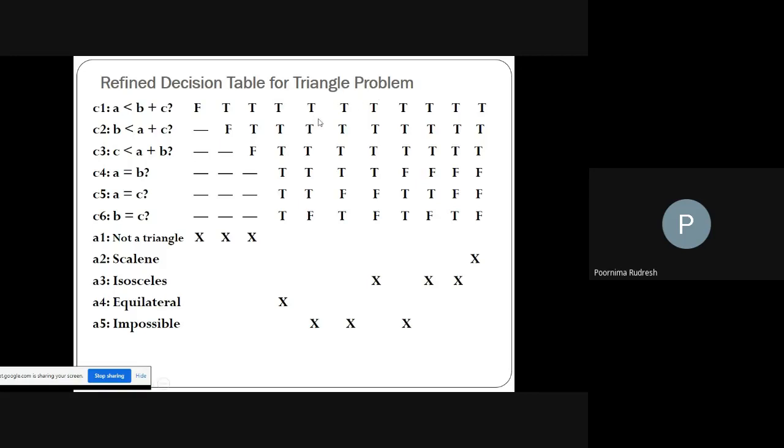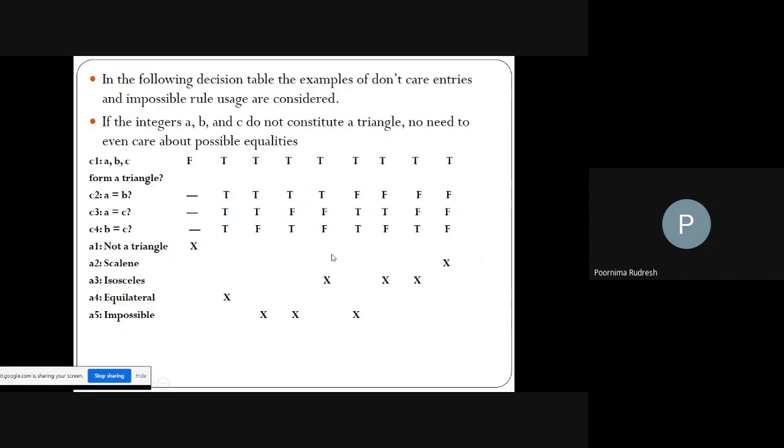The next condition is, the first three conditions are true, and in the remaining three, the first two are true. If A is equal to B, and A is equal to C, then B must be equal to C. If it is false, then that condition will never occur, and hence it is represented as impossible. Same as this right here. If two conditions are true, then the third one cannot be false, hence it is represented as impossible.